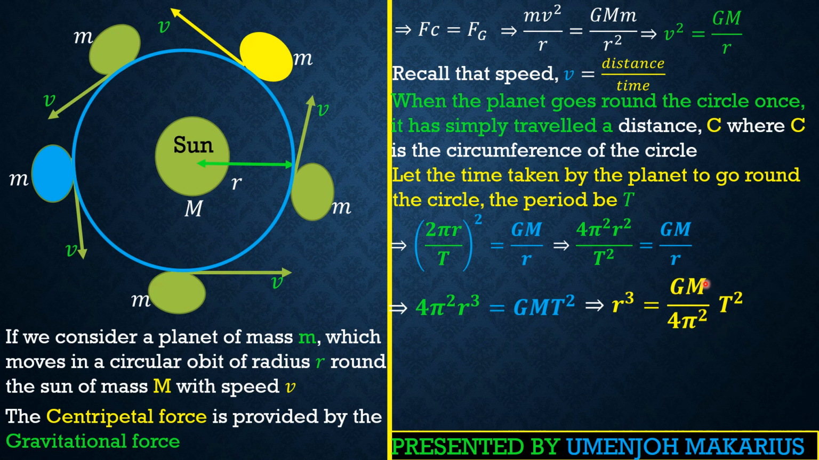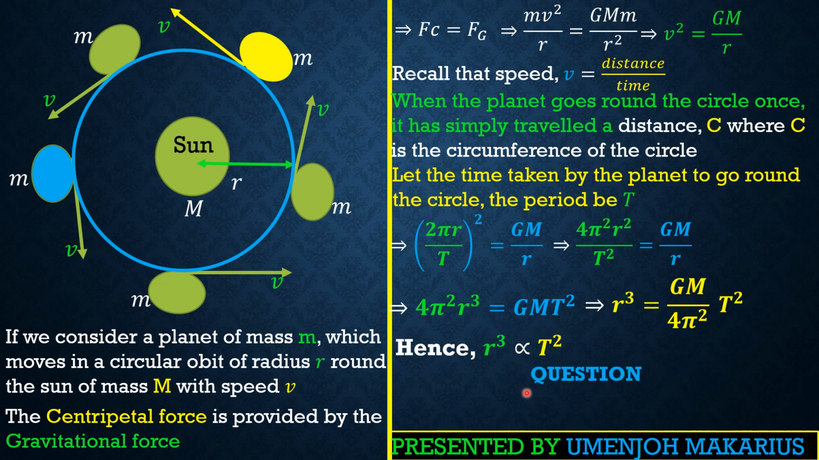So, guys, you notice that for a given planet, or better still, the mass of the sun is a constant, right? The mass of the sun is a constant, and G is the famous universal gravitational constant that we all know is a constant. 4 pi squared is as well a constant. It means that if this quantity is a constant, then r cubed is directly proportional to what, T squared. So, guys, this is a proof of Kepler's third law. This is the proof of the law.